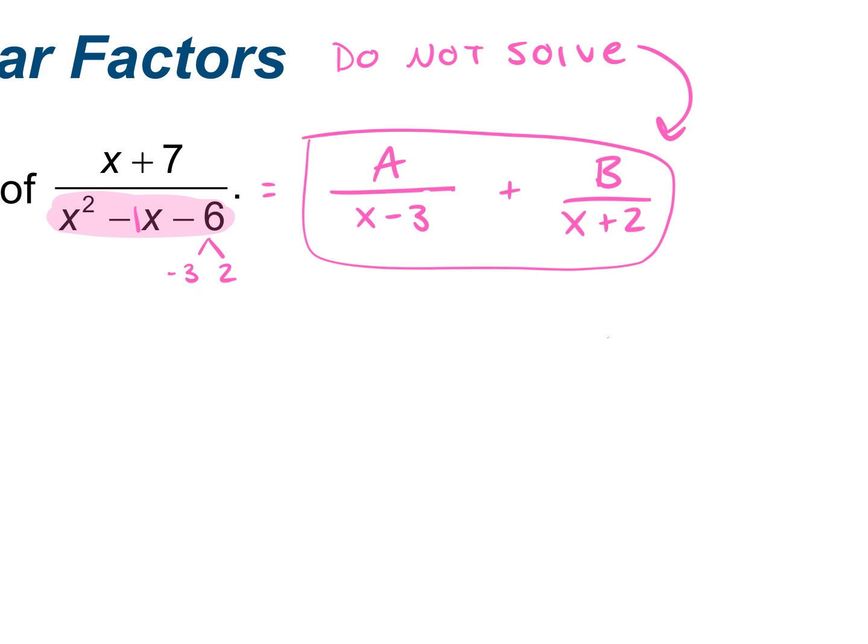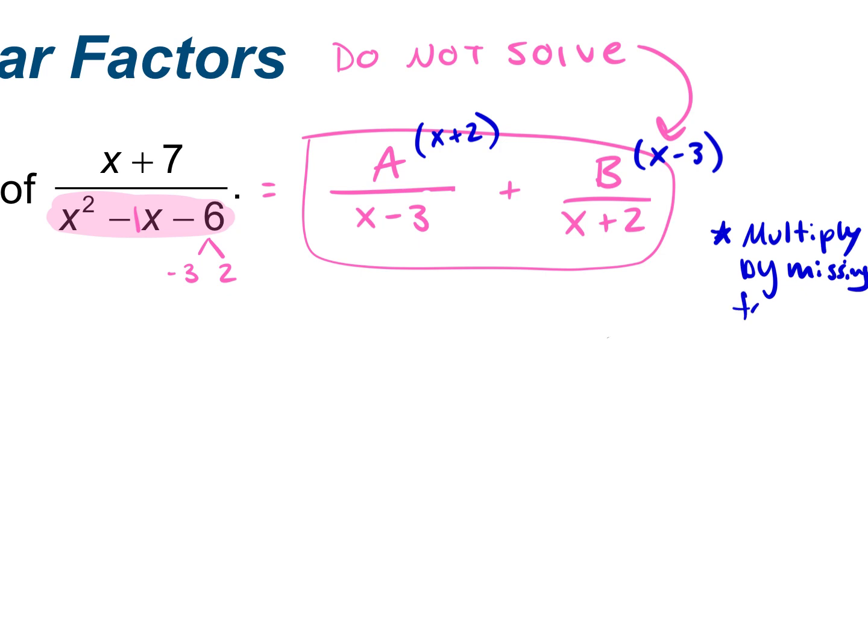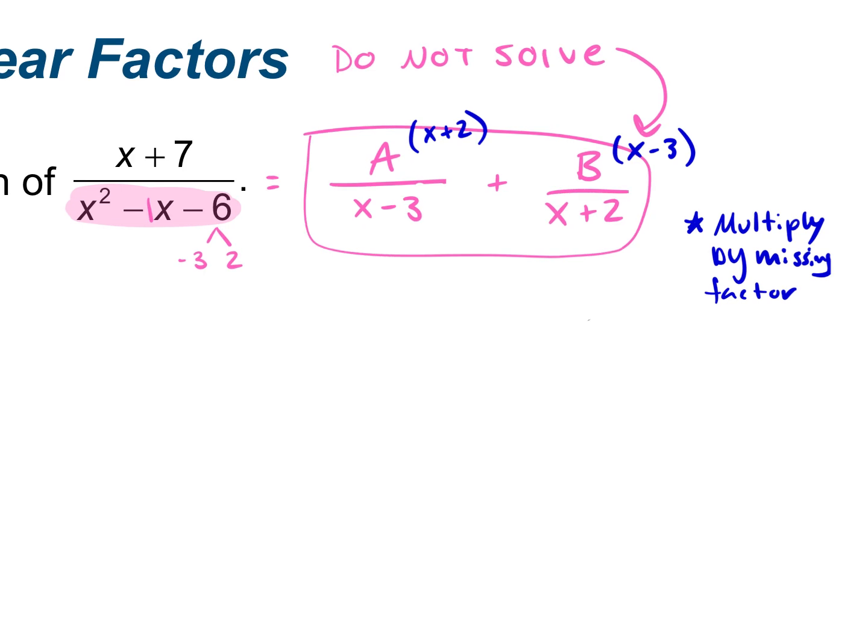To solve, we multiply each fraction by the missing denominator. So A is going to get multiplied by x plus 2, and B is going to get multiplied by x minus 3. So you multiply by the missing factor. Now after we multiply by the missing factors, we're going to set up an equation. Part of our equation is the numerator on the left side and the numerators that we now have on the right side too. So we're going to say x plus 7 is equal to A times x plus 2 plus B times x minus 3.